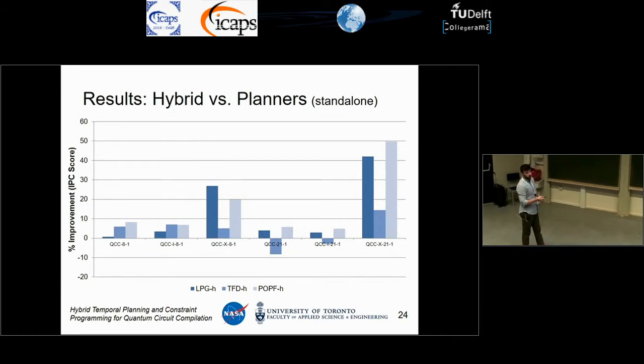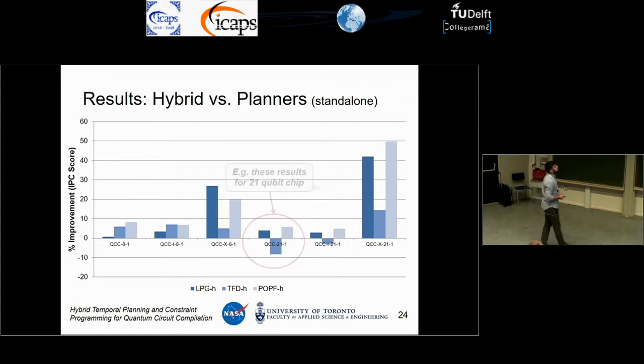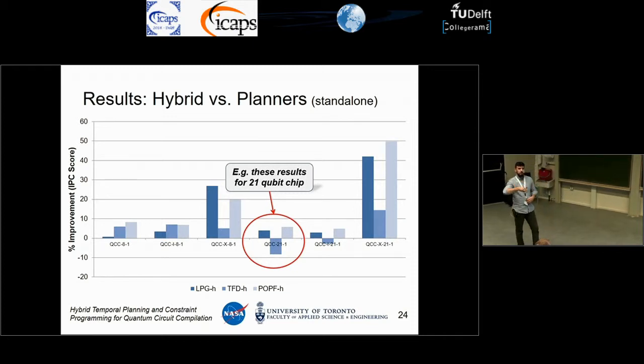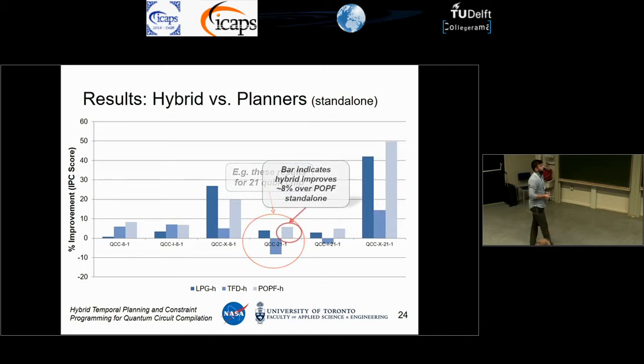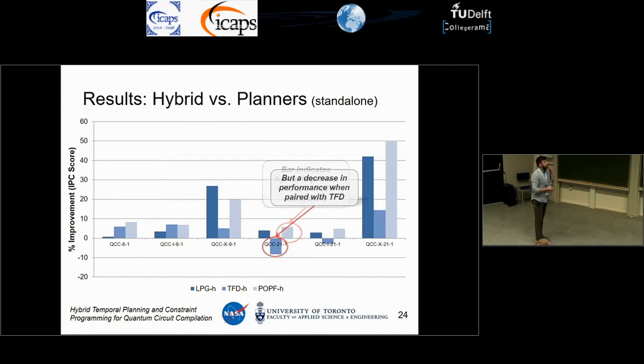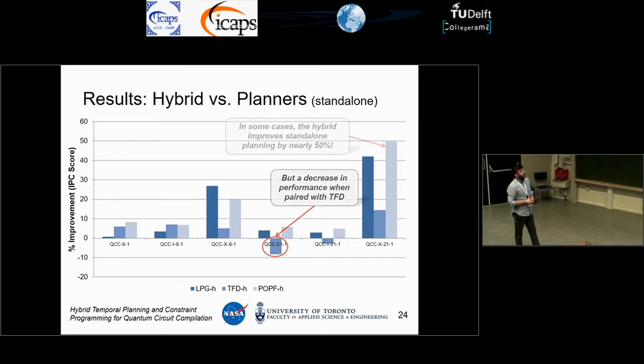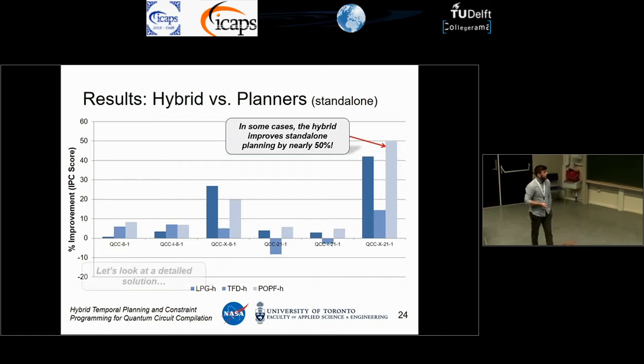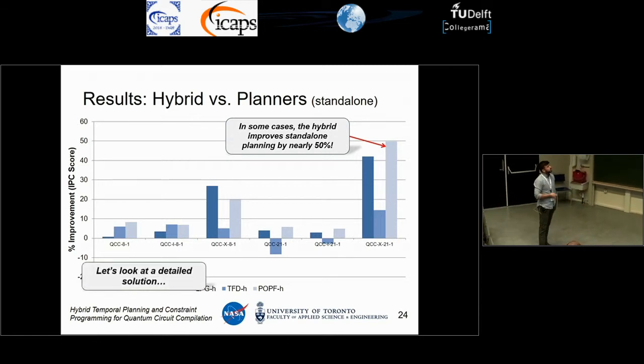Pretty good. On the y-axis, we have percent improvement over the standalone planner. On the x-axis, we have clusters of different instances. This cluster of 3 are results for 21 qubits. Each bar represents a hybridization of a different planner. We can see that for POP-F, it improves by about 8% over standalone POP-F, which was nice. However, for TFD, we actually see a decrease in performance. And you can also see in some cases the hybridization improves the standalone planning by nearly 50%, which is really encouraging.